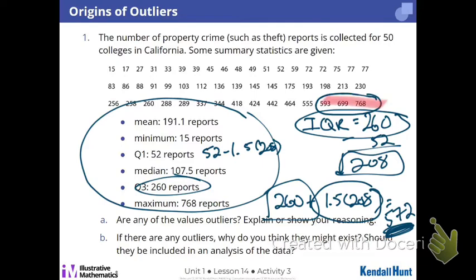Now, we need to decide if we should keep our outliers. Keep it or yeet it, all right? Now, we need to decide what's the reason. Why do we think there's such a range in crimes in colleges in California? What's a reason that might happen?